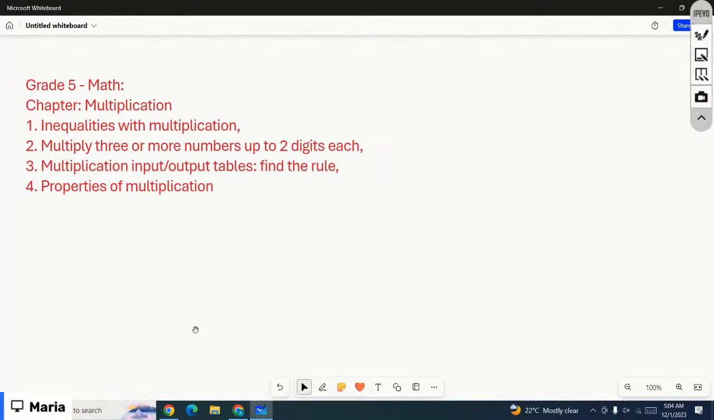We are here for grade 5 math. You can find all the lessons on aplusstudents.com. You have to log in there using your email address, and the password is provided by the administrator.